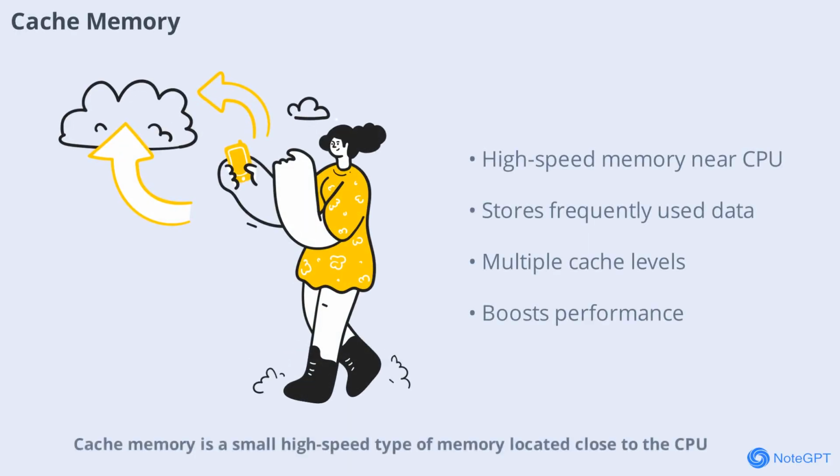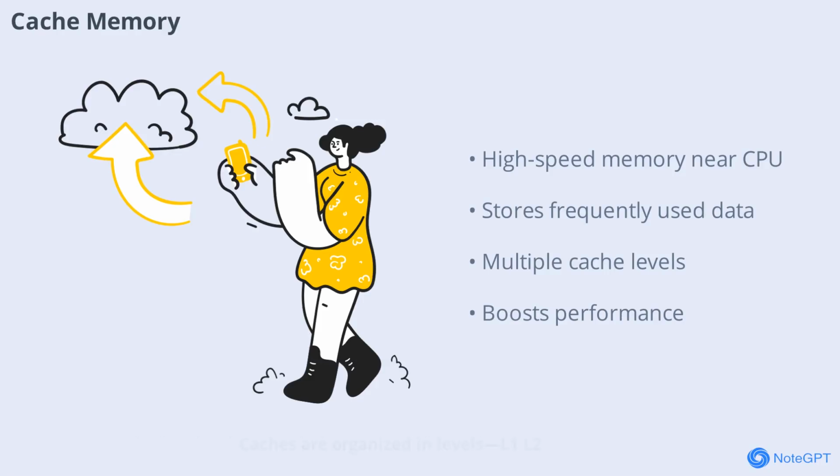Cache memory is a small, high-speed type of memory located close to the CPU. It stores frequently used data and instructions, reducing the time needed to access information from main memory. Caches are organized in levels: L1, L2, and sometimes L3, each with different sizes and speeds. Efficient cache design is crucial for maximizing CPU performance and minimizing delays.